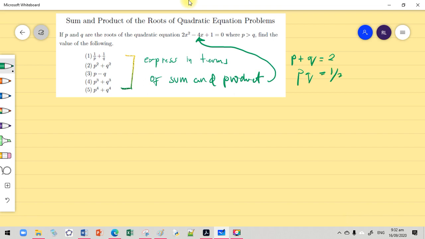So generally our strategy here is to express items 1 to 5 in terms of sum and product, meaning in terms of P plus Q and PQ. After we express this in terms of sum and product, we are going to substitute 2 and 1/2 so that we can find the value. It's like rewriting this into an equivalent expression. So let's start with number one.